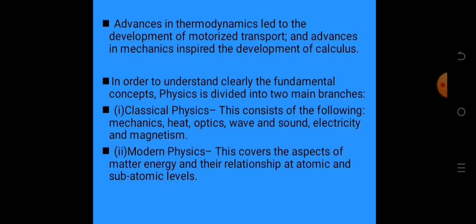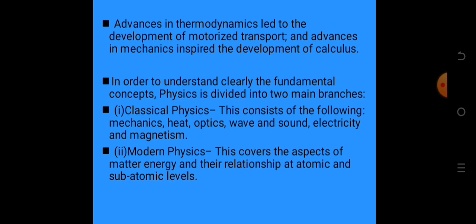Remember, when we're talking about technology, technology is an application of scientific fact, and physics is an aspect that deals with the creation of those facts, creation of technological devices from some knowledge. Now, advances in thermodynamics led to the development of motorized transport, and advances in mechanics inspired the development of calculus and so on and so forth.